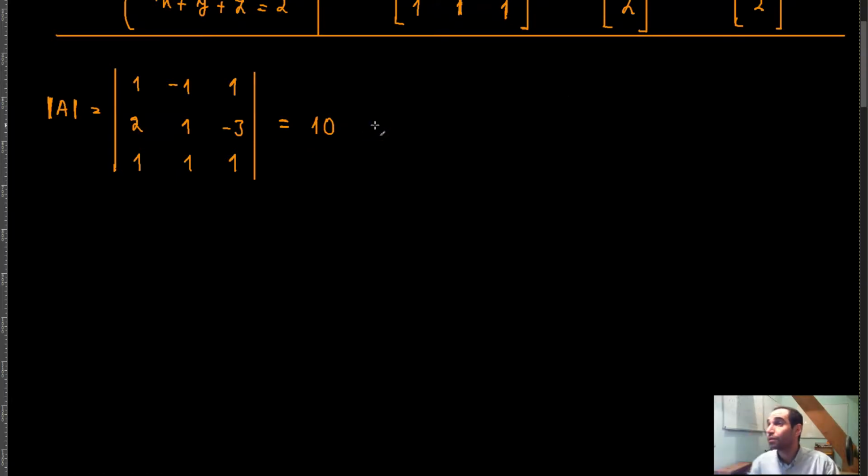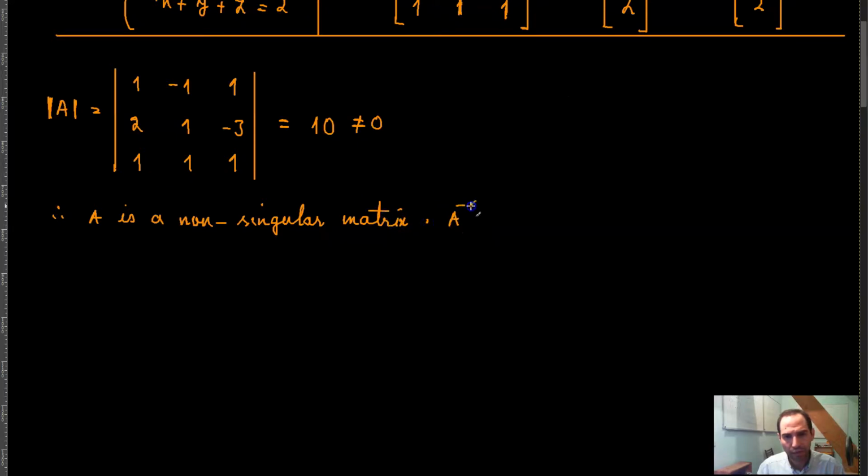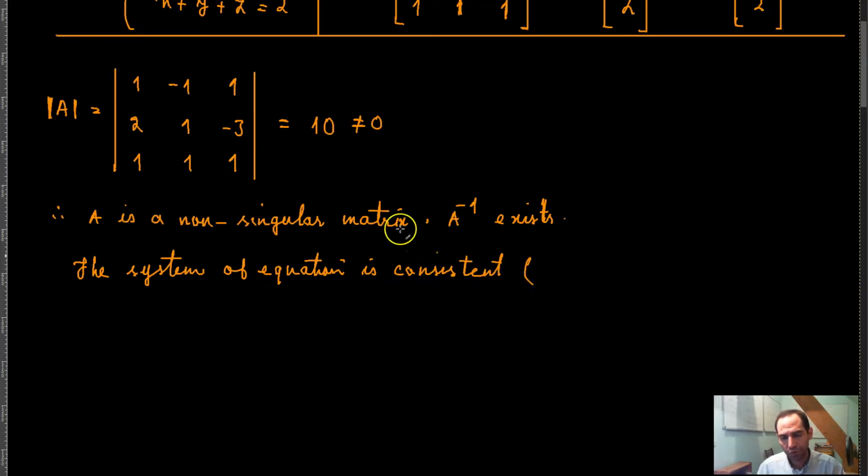Let me take a look at the solution to make sure that I'm not making any mistakes. It is equal to 10, right? And this is not equal to 0, which means that A is a non-singular matrix, which also means that A inverse exists, and also means that the system of equations is consistent, which means that you will have a unique solution.